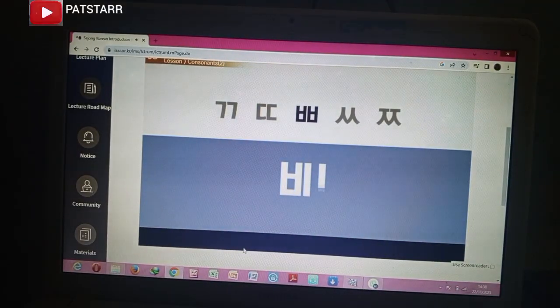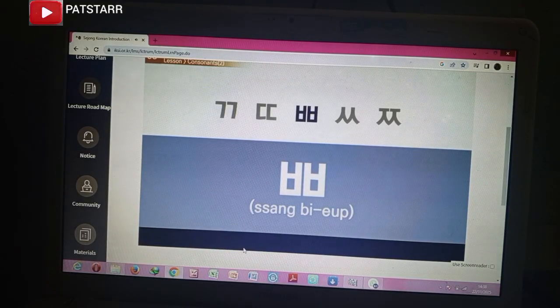Doubling piep makes sangbiep. Sangbiep is pronounced like piep, but with more stress on the vocal cords. It also has a higher tone. Listen carefully.